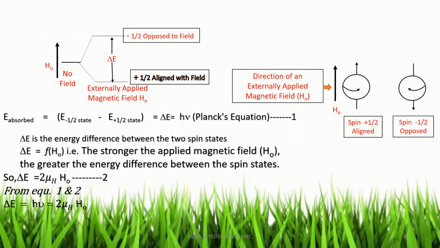So that is delta E is equal to 2 mu h h0. Let this equation be 2, and here mu h is the magnetic moment of proton. Comparing equations 1 and 2, we get h nu is equal to 2 mu h h0, and from this equation we can derive nu is equal to 2 mu h h0 divided by small h, where small h is the Planck's constant, and h0 is the strength of applied magnetic field.